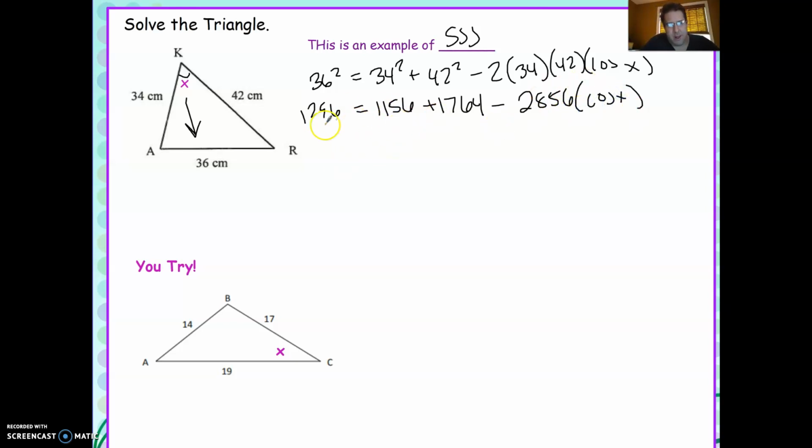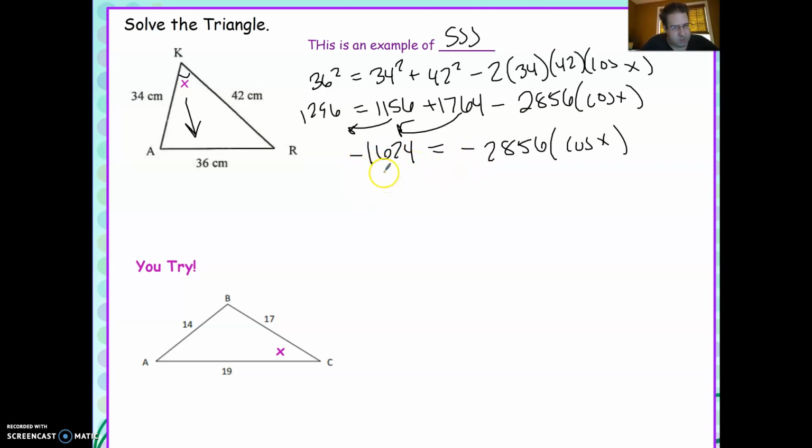Okay, so my next step would be to try to solve for x by isolating the variable. I want to get rid of the add or subtracts first. So 1296 minus 1156 minus 1764 gives me negative 1624 equals negative 2856 times cosine of x. All I did was I moved these to the other side by subtracting, and that gave me this.